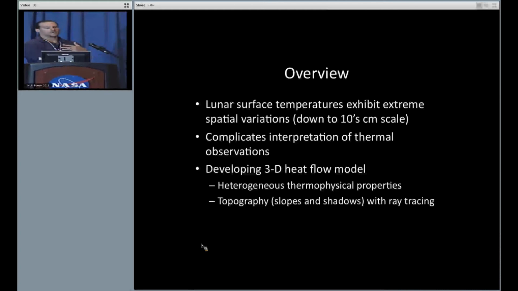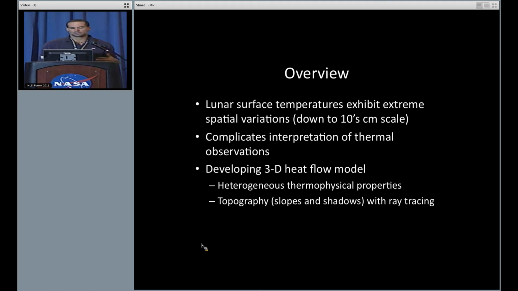surface exhibits extreme spatial variations in temperature, just due to the fact that it doesn't have a substantial atmosphere to buffer surface temperatures. And so very large, very strong thermal gradients can be maintained throughout the daytime, all the way down to the diurnal skin depth length scale of tens of centimeters. And so there can be a very complex scene of temperatures beneath the spacecraft within a single surface footprint of the instrument, which complicates interpretation of temperature measurements.